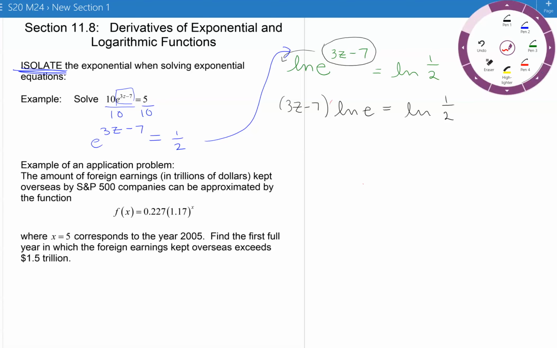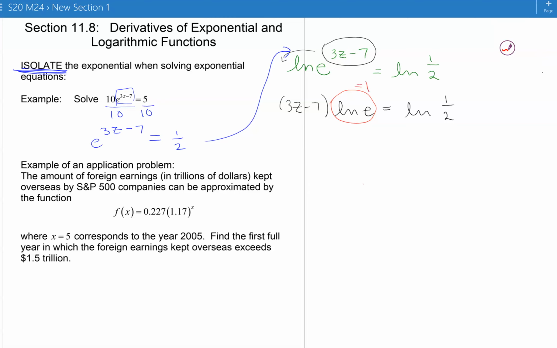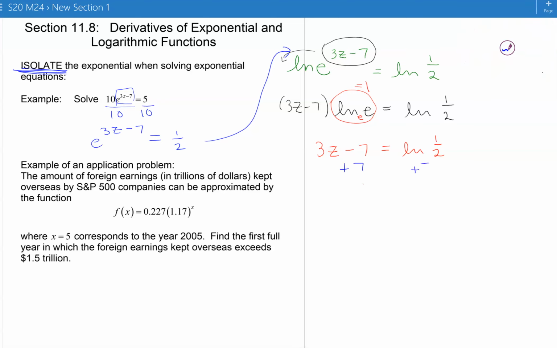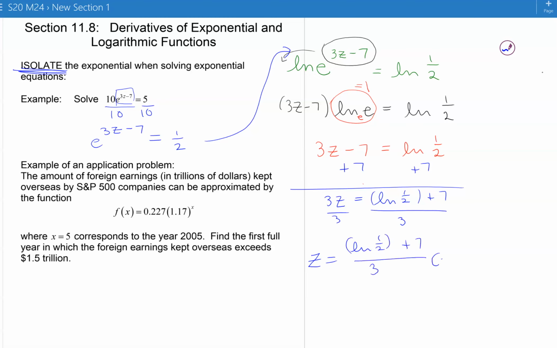Well, now if you check with your calculator, you'll see that the ln of e is 1. Because e is the base, the ln of e is 1. So then we'll have 3z - 7 equals the ln of 1/2. And then we need to solve for z. So we're going to add 7 and divide by 3. So z equals (ln(1/2) + 7)/3, and this is called an exact answer.